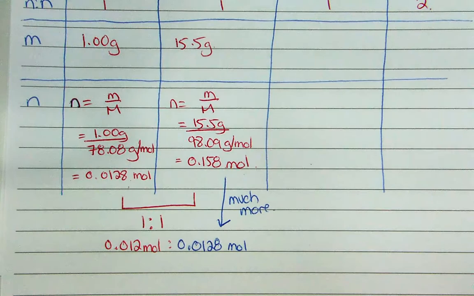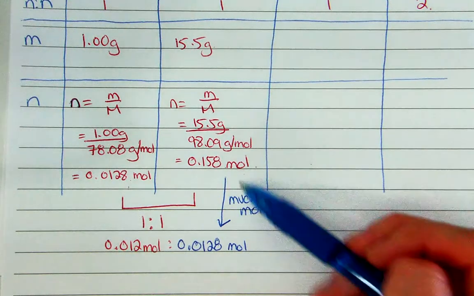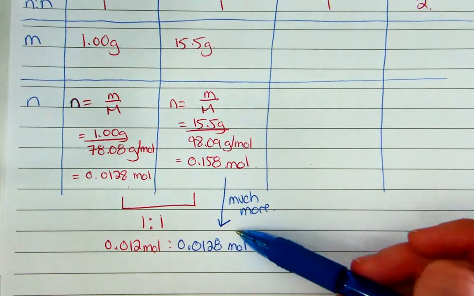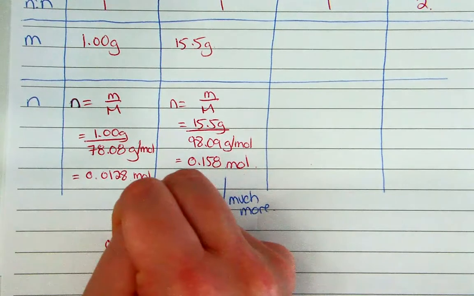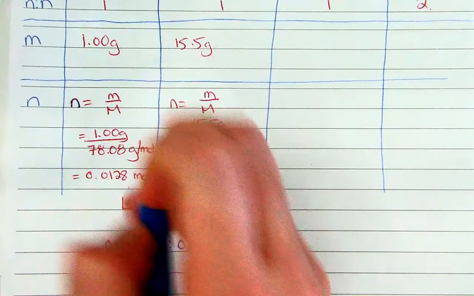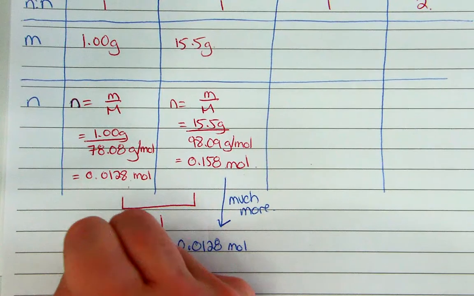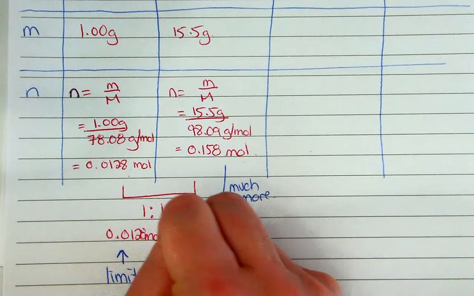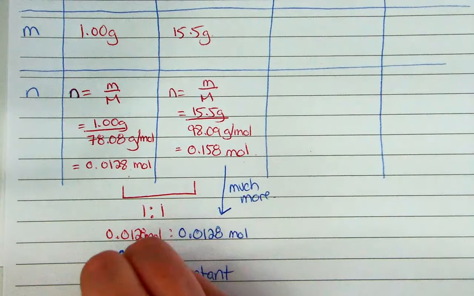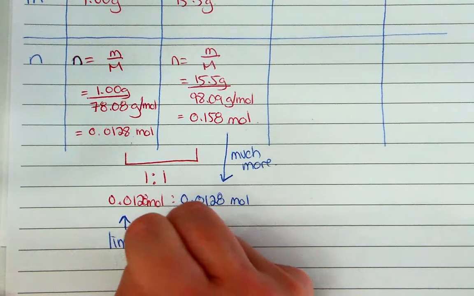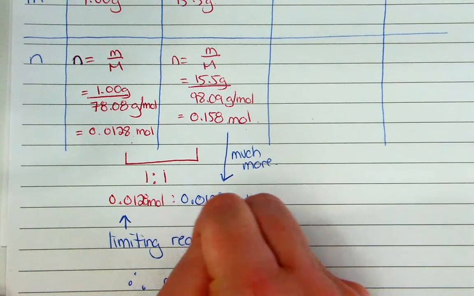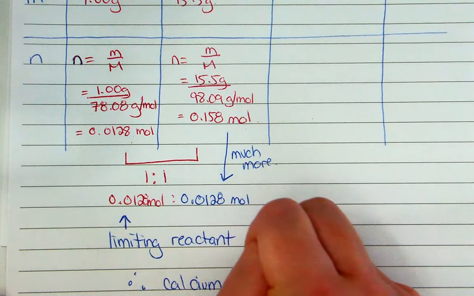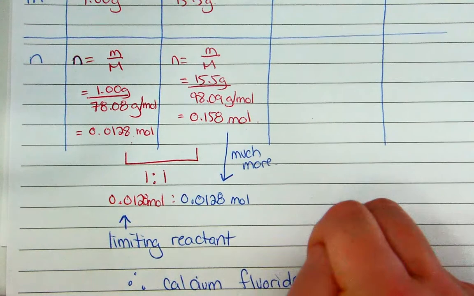So which reactant is limiting then? If I have more than I need here, that's right. Oh, my 8's missing. Okay. This is my limiting reactant. So I'd say, therefore, calcium fluoride is the limiting reactant.